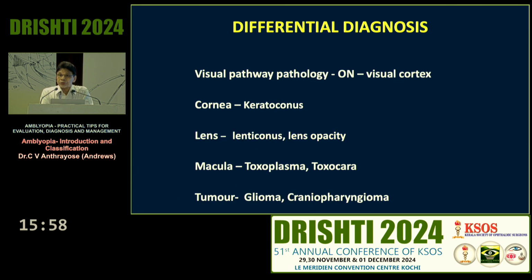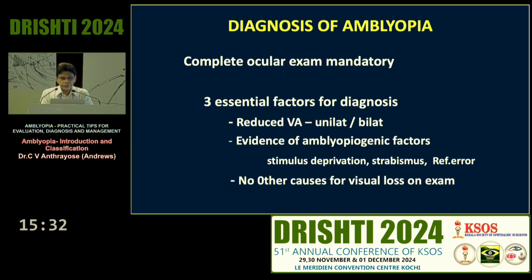So, differential diagnosis: before going for diagnosing amblyopia, you have to differentiate. You have to rule out any visual pathway pathology, optic nerve involvement, visual cortex, etc. You have to rule out any corneal pathology, mainly undetected keratoconus or lenticonus, or lens opacities, or in children, toxoplasma or toxocara affecting the macula, or an undetected tumor like glioma or craniopharyngioma.